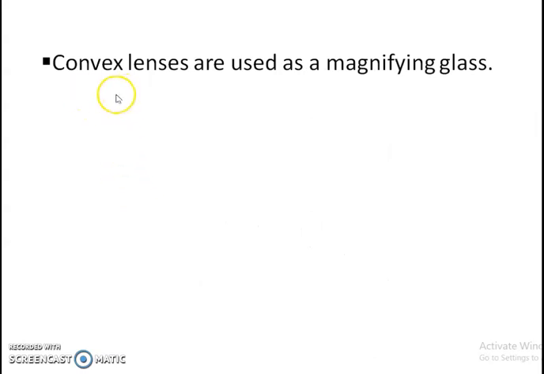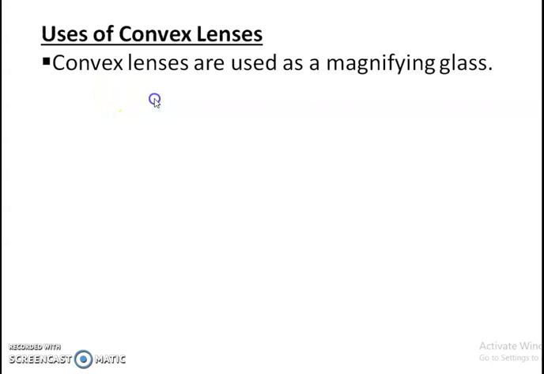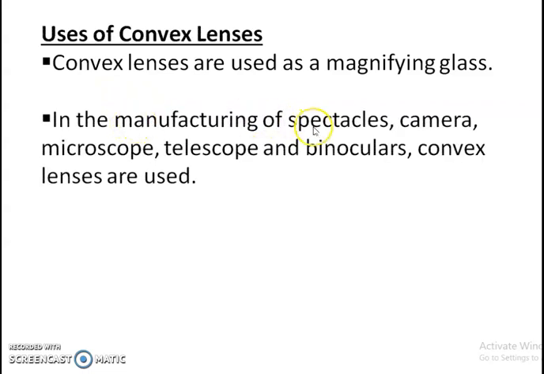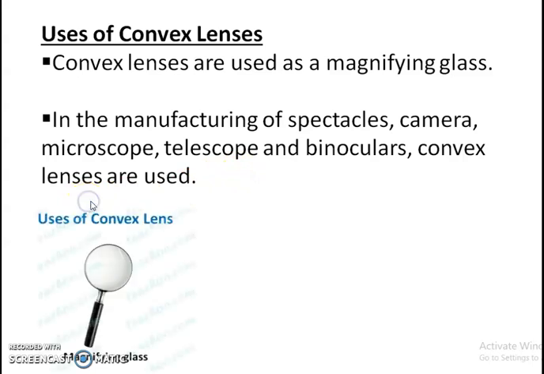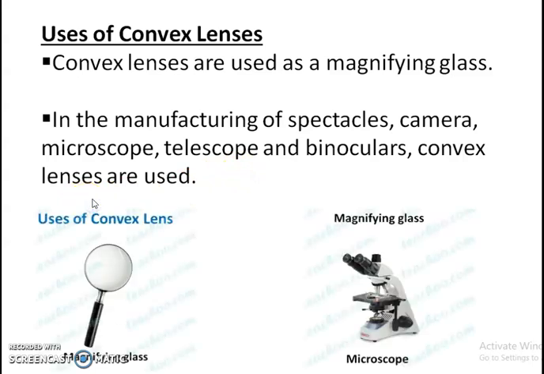Convex lens is used because it can magnify glasses. Also, it is used to magnify reading letters. So hence it is used for spectacles, camera lenses, microscope to see the bigger version of microscopic objects, telescope to see the far off objects, and binoculars. So this is a magnifying glass and this is a microscope.